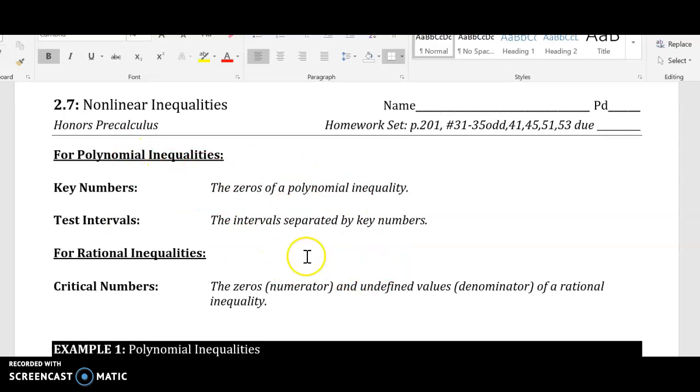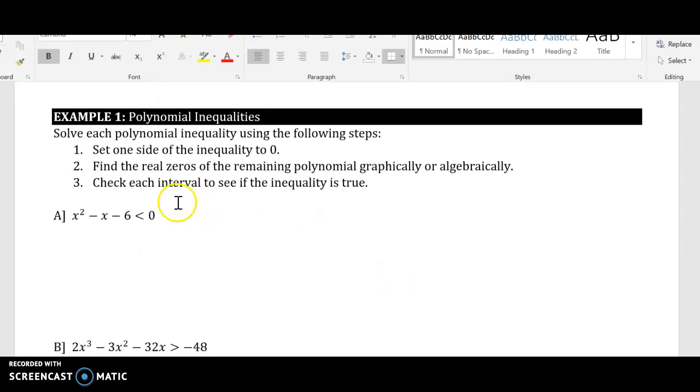Got some information and definitions up above. Take a look at that in your notes. But let's get into it. So we have certain steps that we're going to do. Solve each polynomial using these steps. Set one side of the inequality to 0. So in the first one, it's already done. Find the real zeros of the remaining polynomial graphically or algebraically. So we could graph this and find the zeros, or we could use algebra. We've practiced both before, and we can do the same thing today.